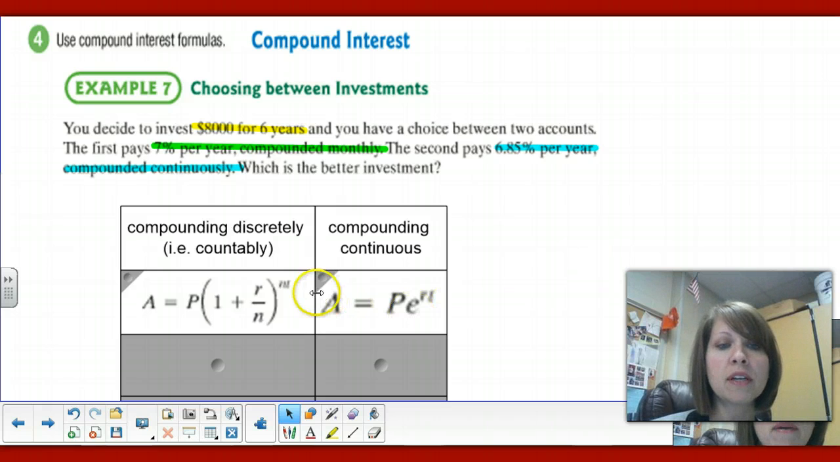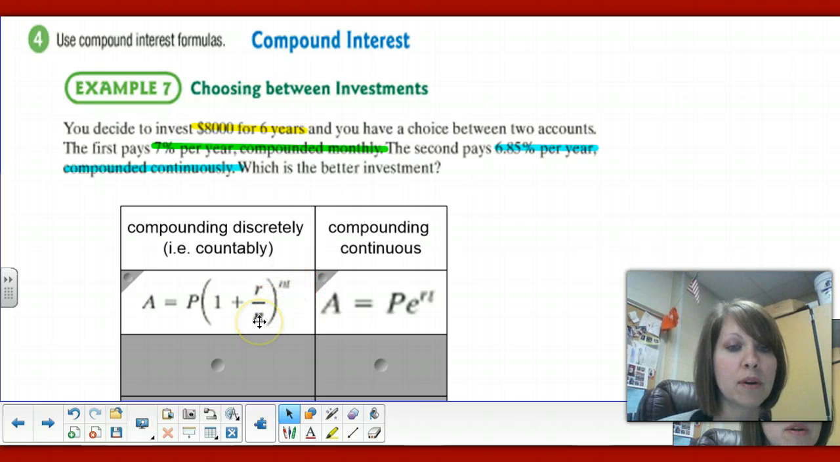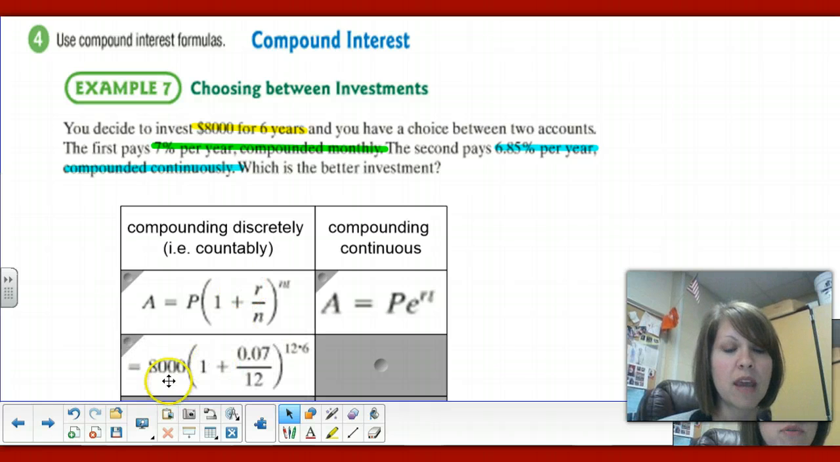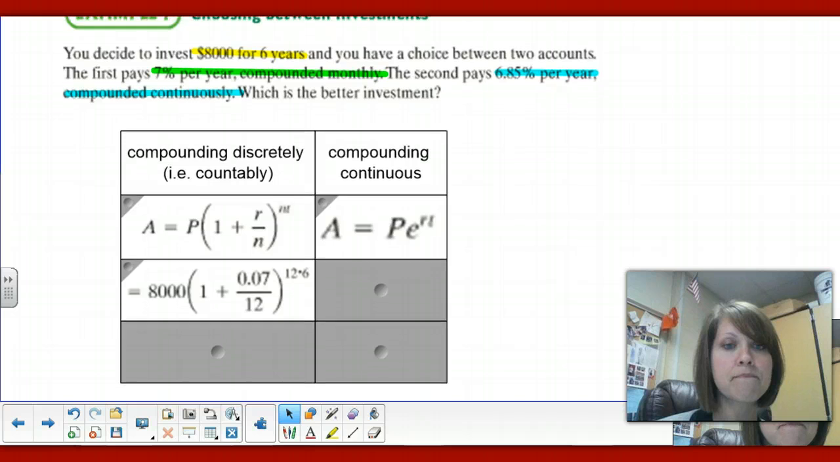Over here, compounding discretely, we need to know 4 things. We have to know the principal, that's the money we started with. We have to know the interest rate, the time, but also n is the number of compounding periods. So for us, that's monthly. That would mean n is going to be 12. Okay, so the 8,000 is our P. The rate was 7% over 12, and then 12 times 6, that means 12 compoundings for 6 years. Okay, we work through that.